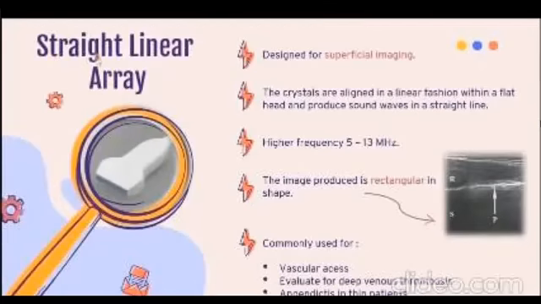Next, we continue with the straight linear array. This probe is designed for superficial imaging. The crystals are aligned in a linear fashion within a flat head and produce sound waves in a straight line. This probe has higher frequencies, in the range between 5 and 30 MHz, which provides better resolution and less penetration. The image produced is rectangular in shape, and this probe is commonly used for vascular access, evaluating for deep venous thrombosis, appendicitis in thin patients, and lastly for skin and soft tissue for abscess or foreign body.